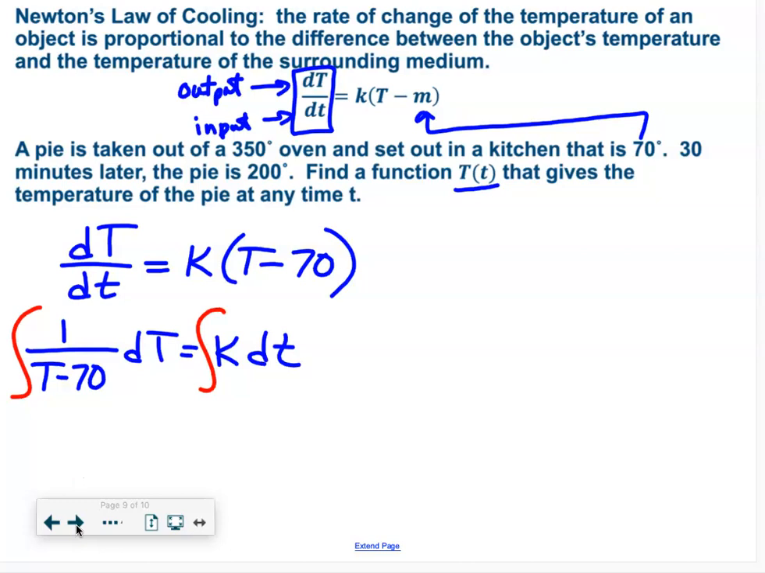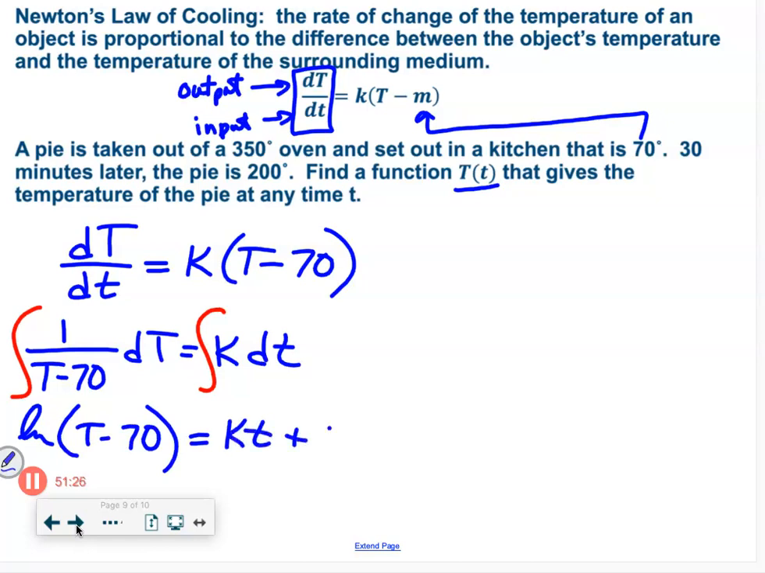All right. What's the antiderivative of 1 over t minus 70? What's the antiderivative of k dt? Plus c. Why didn't I put the absolute value around the t minus 70?